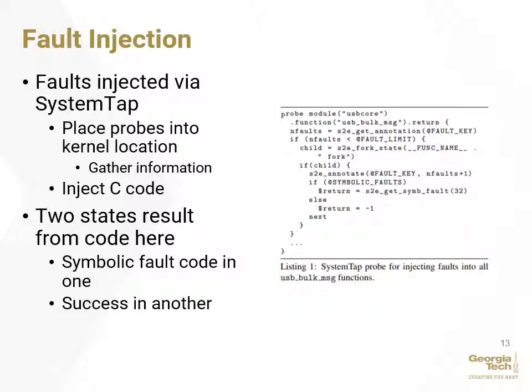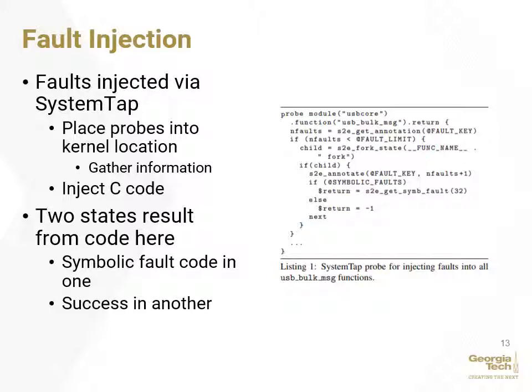SystemTap is used by POTUS to inject faults into the kernel. It places probes in arbitrary kernel locations that gather intel. It can also inject compiled C code to modify kernel data structures. POTUS also has SystemTap automatically inject faults into kernel submodules. These are being used by the USB client device driver, for example, the USB core.